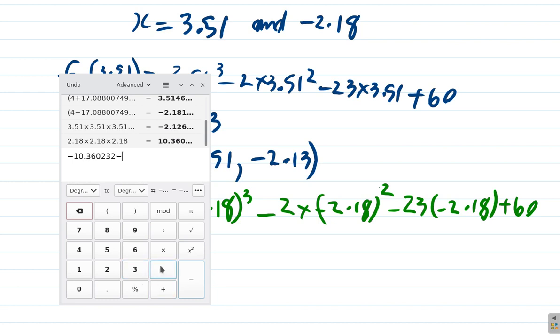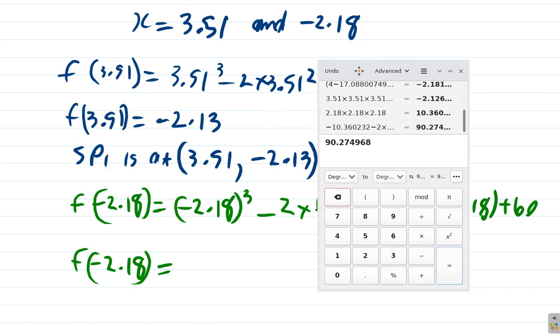Then we say minus 2 times negative 2.18 squared, which is the same as 2.18 squared, so I just write 2.18 squared. Minus 23 times negative, you're going to end up with a plus, so I might as well just write plus 23 times 2.18. And then plus 60, equals.